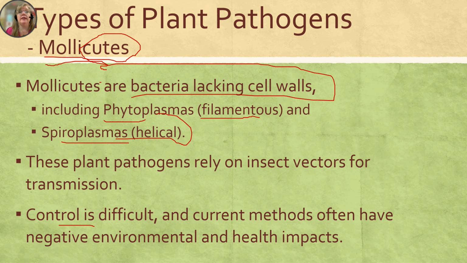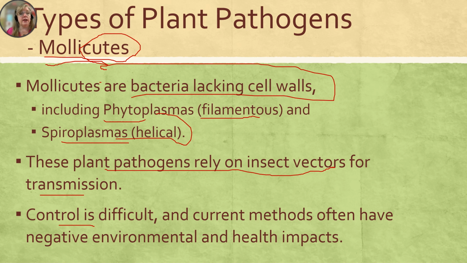And again, a mollicute is just like a bacteria, but it doesn't have a cell wall. And because it doesn't have a cell wall, the stuff we use to try to kill bacteria isn't going to kill it. Okay, these pathogens rely on insect vectors for transmission, like we just talked about with the caterpillar and the bacteria. Well, this is just like a bacteria. They all need insect vectors to make them work, probably because they don't have a cell wall and they couldn't survive the environment without a host.